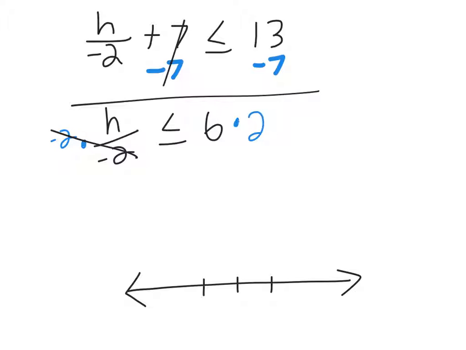The negative 2's cancel. I'm left with an h. 6 times, that should be negative 2. 6 times negative 2 is negative 12. Okay, that inequality symbol was a less than or equal to. Now it's greater than or equal to. I had to flip the inequality because I was multiplying or dividing. In this case, I was multiplying by a negative number.